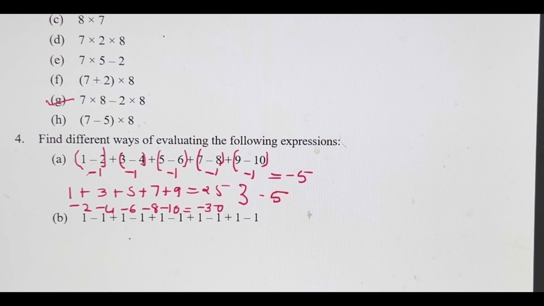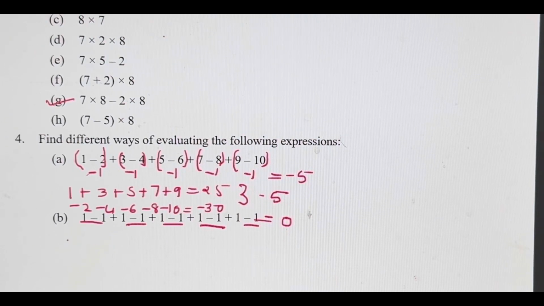Now let us see question 4b. This is 1 minus 1 plus 1 minus 1 plus 1 minus 1. So here again, the same thing we can do, like if we take the pairs, this all will become 0. 1 minus 1 is 0, 1 minus 1 is 0, 1 minus 1 is 0, 1 minus 1 is 0. So ultimately it will be 0.